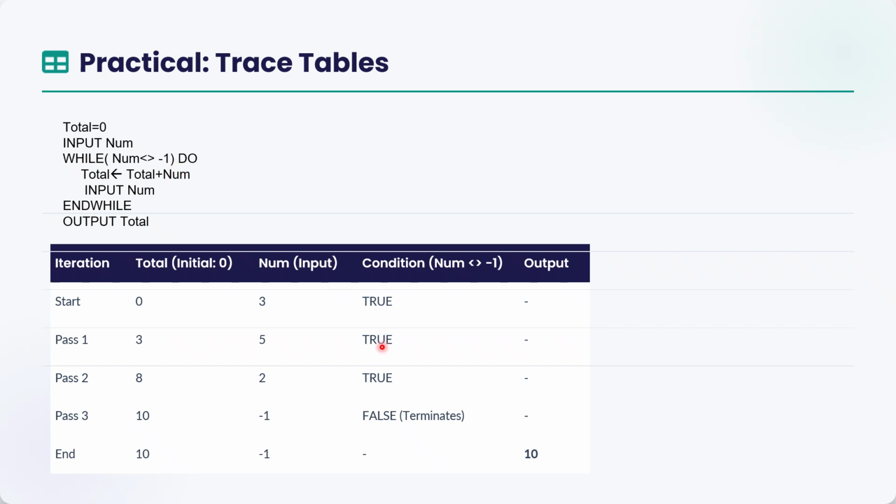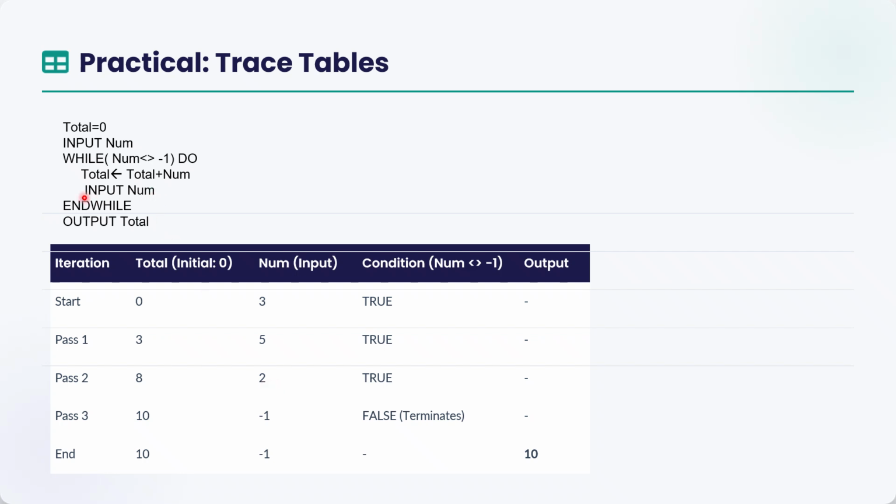The condition is true, so it will move on to the next line after do, which is total plus num. So previously total had the value 3, whereas now the value that is entered is 5. So 3 is added to 5 and the value of total is 8. It then moves on to the next line, taking input num. This time the user enters 2.